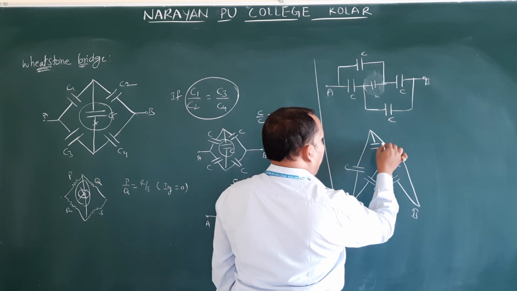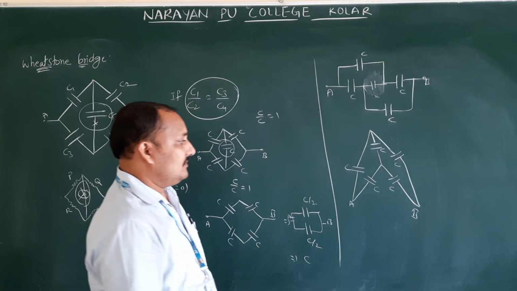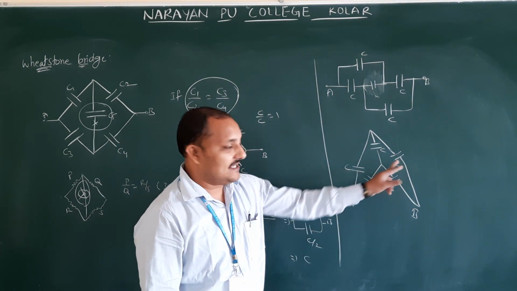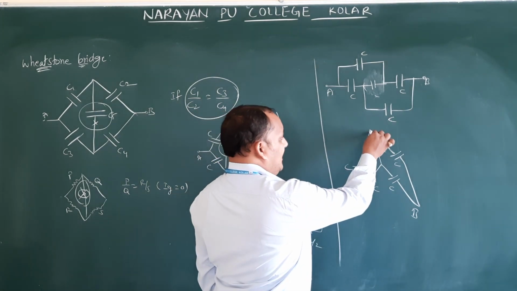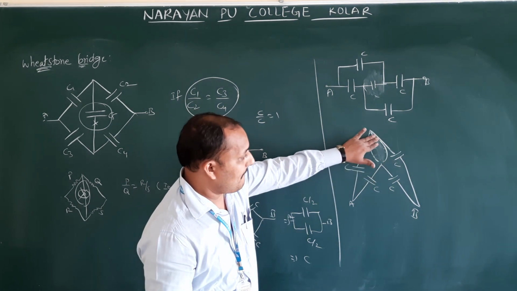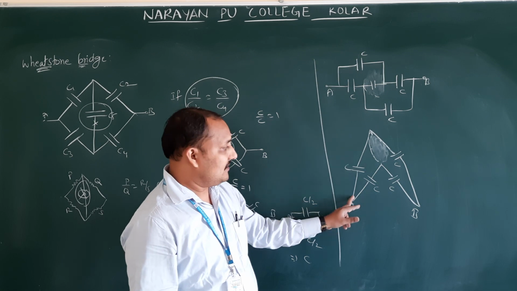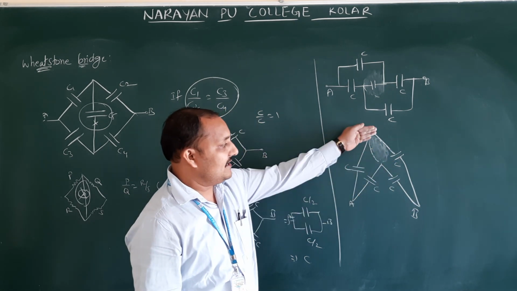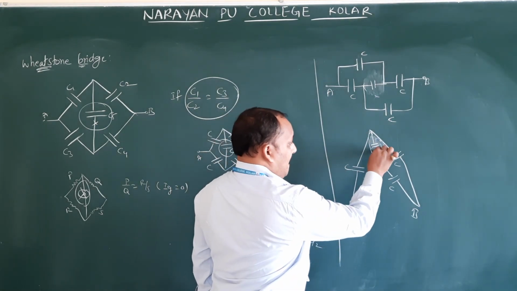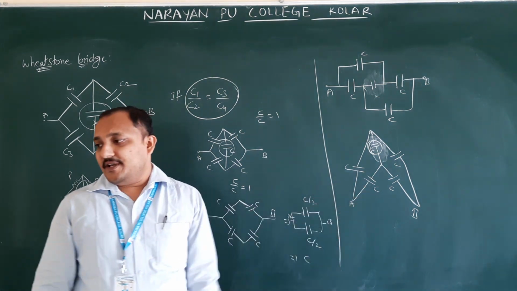So correct? They gave like this. What is going to be removed in this? C by C is equal to C by C. Then this one is going to be removed. This one being removed means C. How are these two connected? Series. How are these two connected? Series. Again these two are connected in parallel. Again you will get C. So this one is going to be removed. That is another form of Wheatstone bridge.